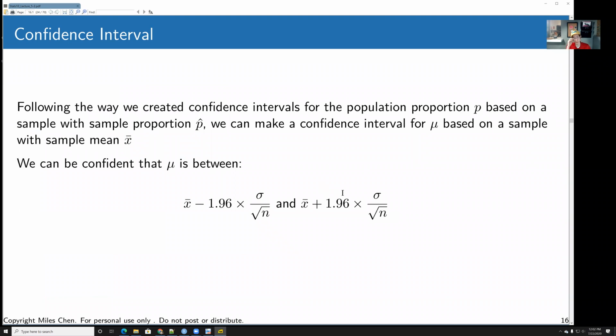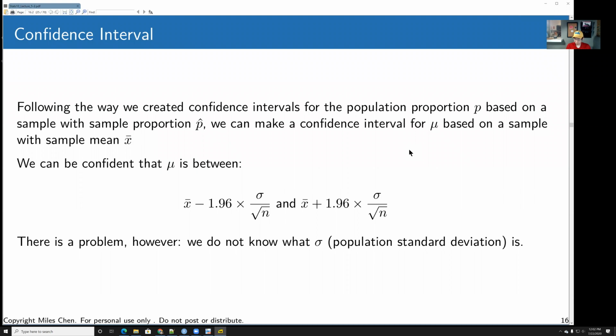But there's a problem with this, okay? And the problem is that we don't know what sigma is, right? We're trying to make a confidence interval for mu. We're saying I don't know the population mean mu. I do know what my sample mean x bar is. So I want to make a guess for what mu could be, okay?